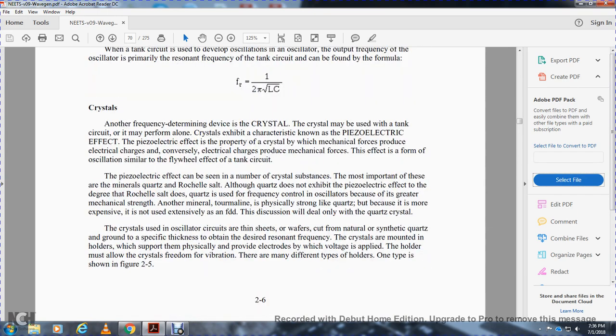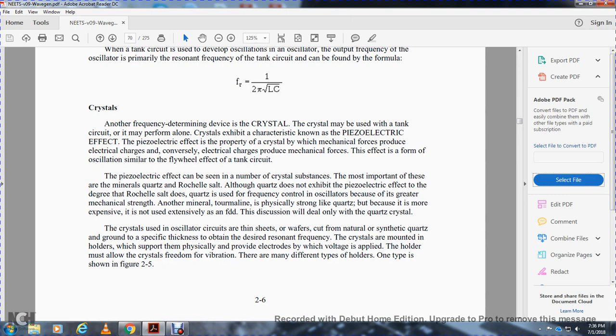The crystal is another frequency determining device, which may be used with a tank circuit or may be used alone. A crystal exhibits what is known as the piezoelectric effect. The piezoelectric effect is a property of the crystal in which mechanical force produces an electrical charge, and conversely, an electrical charge produces mechanical force. The effect forms an oscillation similar to the flywheel effect with the tank circuit.